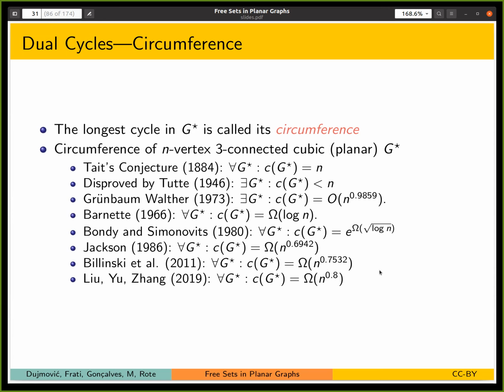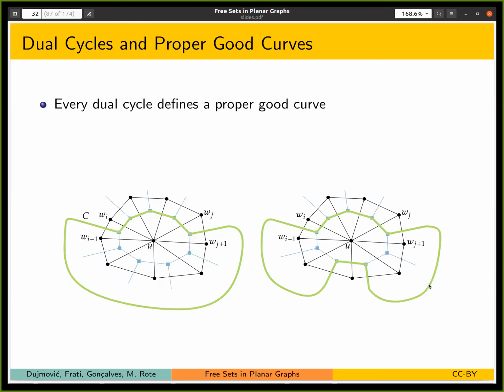Each one of the last three takes some work. It's not easy stuff, and we'd like to leverage that. In particular, these three-connected cubic graphs have cycles of length longer than root n, which is the current record for the size of free sets. So root n is the largest free set we can guarantee. These things have longer cycles than that. So if we could turn those cycles into free sets, we would be very happy.